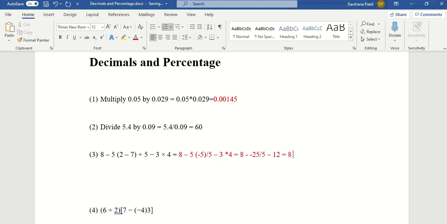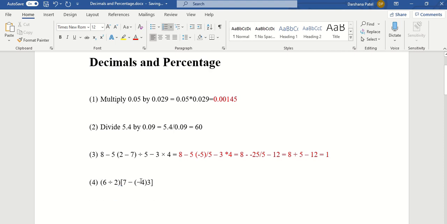Simplifying this further, we have 8. 25 divided by 5 will be 5. 2 negatives will make it positive, minus 12. And this then will simplify to 13 minus 12, which is 1 as the answer.